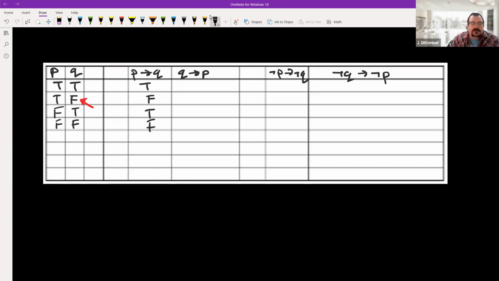Okay, now for Q then P, we have to look at this column first and start from here and go in the direction to the left. So the first one is true. Second one, false implies true, that's true. Third one, true implies false, that one's false. And then the last one is true. Okay, so that's our converse.